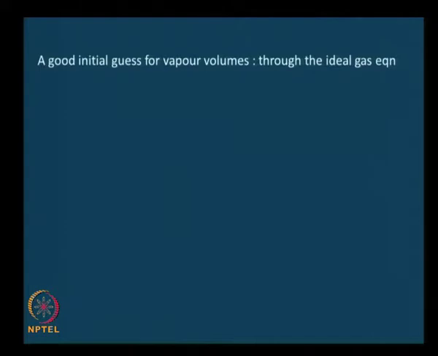Let us first consider vapor volumes. A good initial guess for vapor volumes is very easy. This is what we chose in the last exercise also, that is the volume that comes from the application of the ideal gas equation.